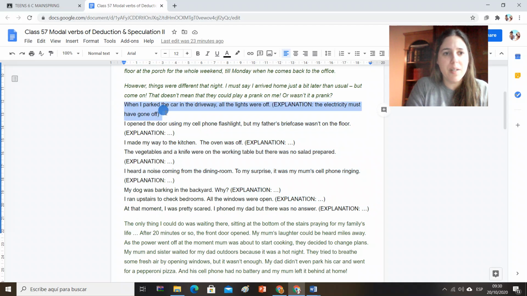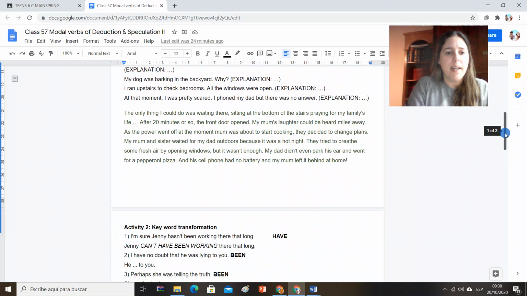The first part says, when I parked the car in the driveway, all the lights were off. That is not usual. So what is the explanation for this? The electricity must have gone off. So you need to use the modals may, must, can't, might, or could, if you are more sure about something or not.